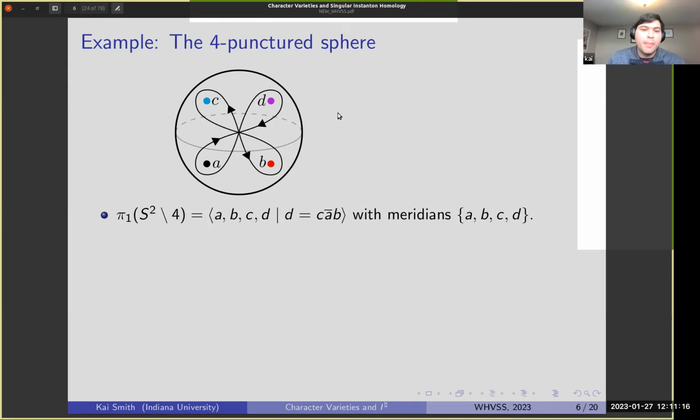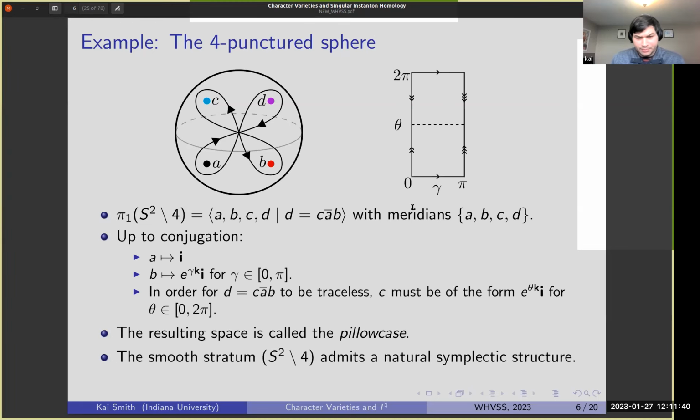The fundamental group of this is just generated by these 4 loops, A, B, C, and D, that go around the punctures. There's the relation that D, if I slide this behind the sphere, is the same as doing C A inverse B. And of course, I'm interested in the meridians, and those are just A, B, C, and D themselves. So what is the character variety?